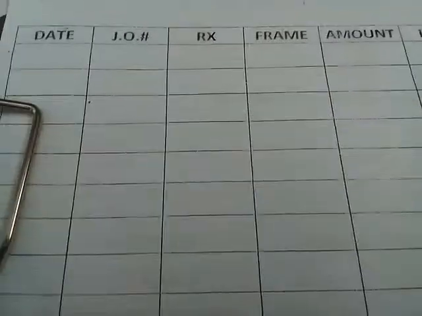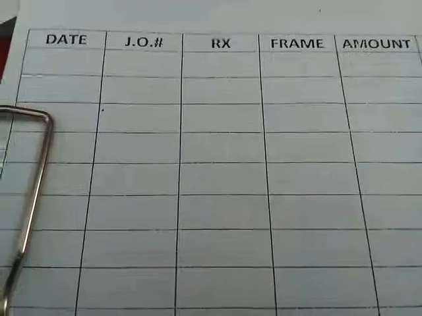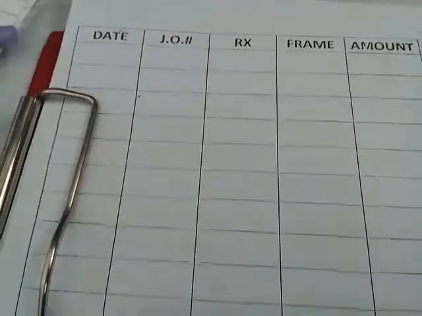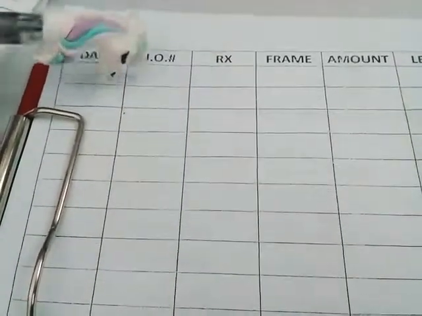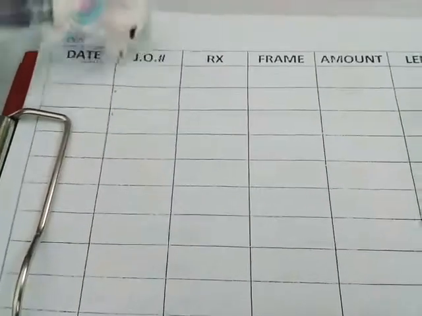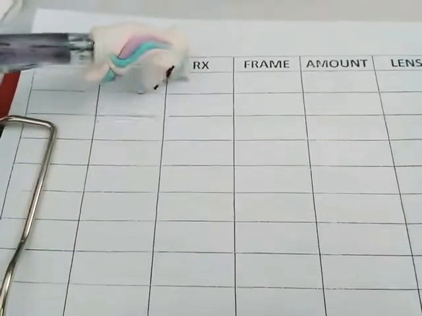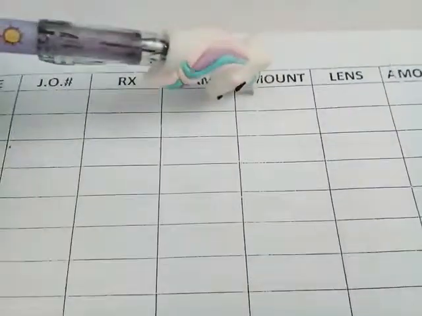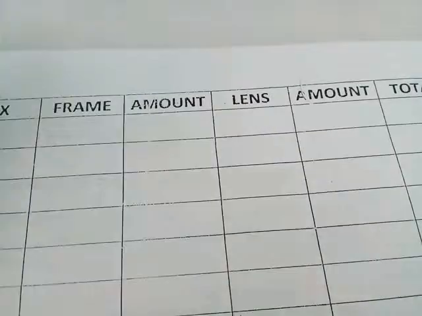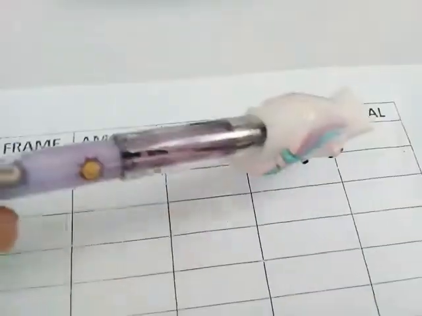So at the back, we also have this for the patient's order, if they will have their glasses made, for the record. So we have the date, the JO number or job order number if you have a copy of that. Then RX, that's the prescription, the frame chosen by the client, the amount. So the lens amount there and the total. So I'm going to show you.